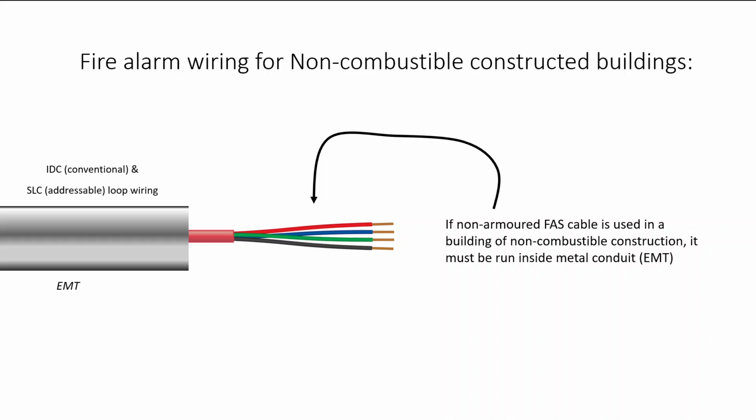Remember, if you're using the unarmored FAS cable in a non-combustible constructed building, you would have to ensure it's run inside some form of a raceway. Typical would be EMT.